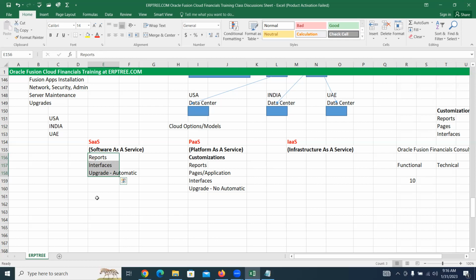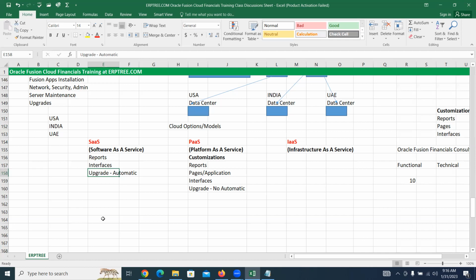So you can take the point, in case of SaaS, we cannot do the customizations. Again, which customizations? You cannot create new pages and new applications, but still you are allowed to create new reports and you can establish the connections between one application to another application. Being a SaaS customer, you can leverage auto upgrades. You can enjoy the auto upgrades.